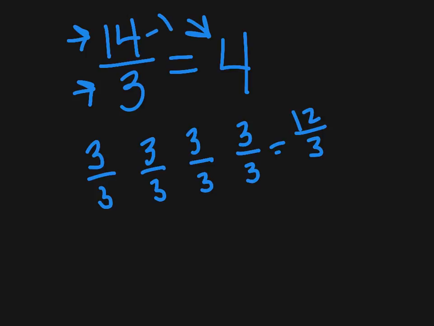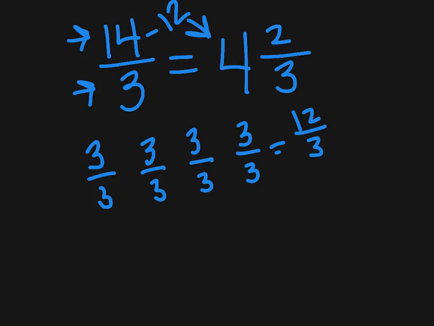So I'm going to subtract 12 from 14 to find out how many thirds I have left after I change all of my groups of 3 thirds into a whole number, 4. So I know that this 4 makes up for 12 of the 14 thirds. So how many thirds do I have left? Well, I have 2 thirds left because 14 minus 12 is 2.